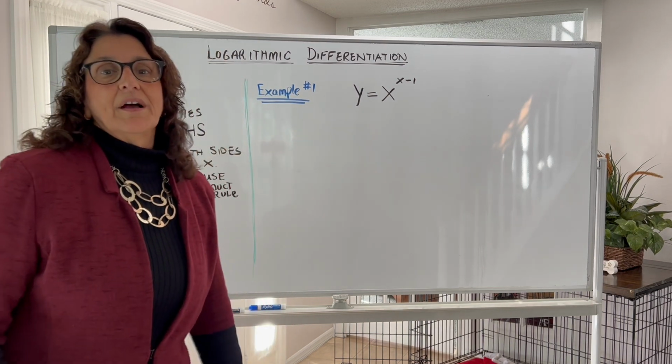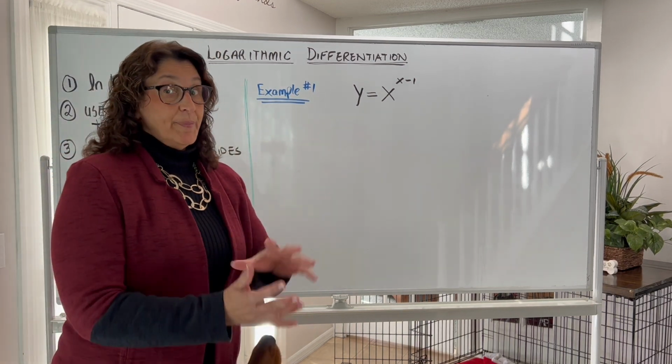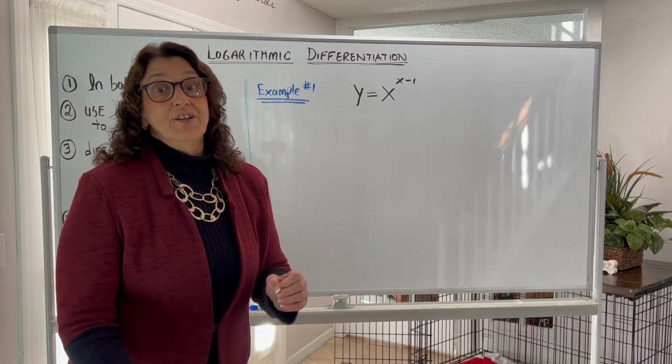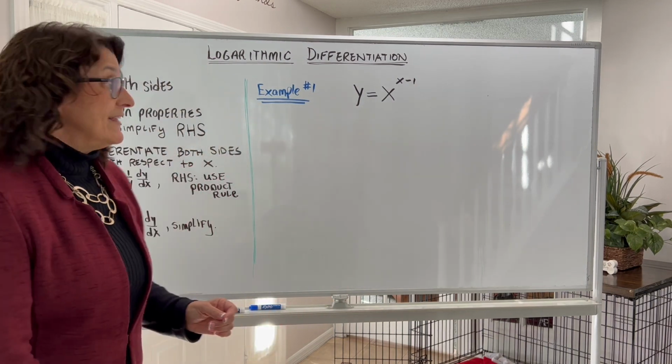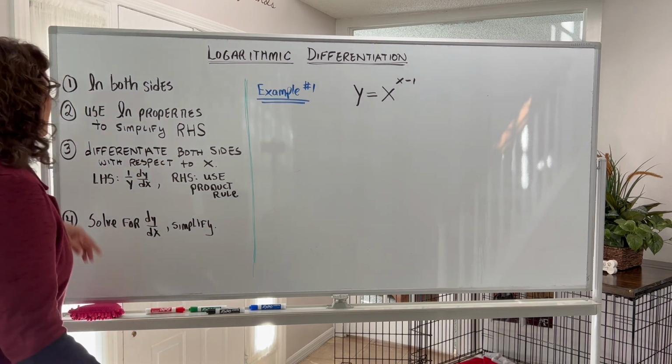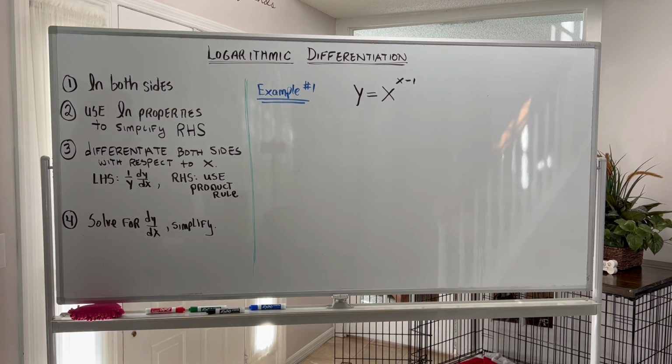In this video, we are going to differentiate a variable base to a variable exponent using logarithmic differentiation. So here is the process that you need to go through. If you have a variable base, variable exponent, and you need to find a derivative of a function that looks like that, first thing we're going to do is natural log both sides of our equation.